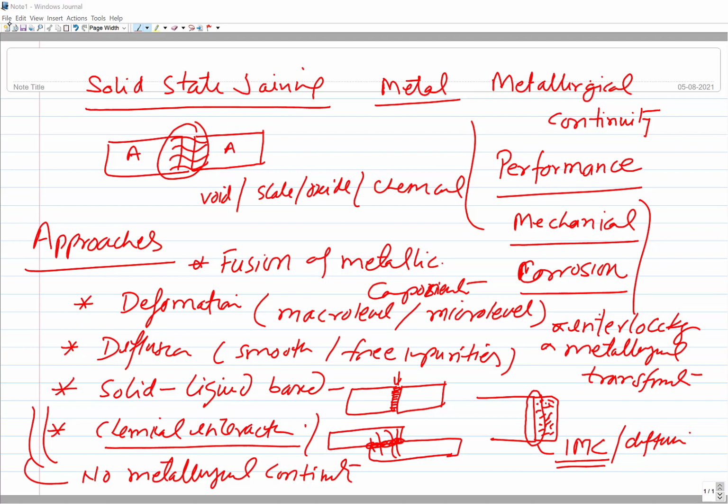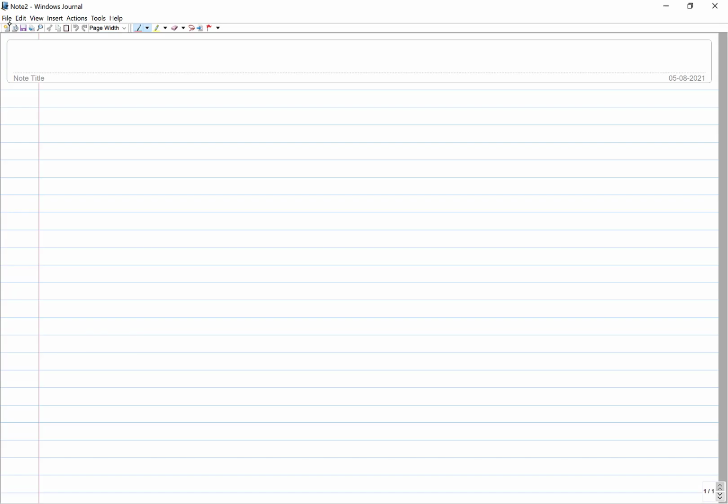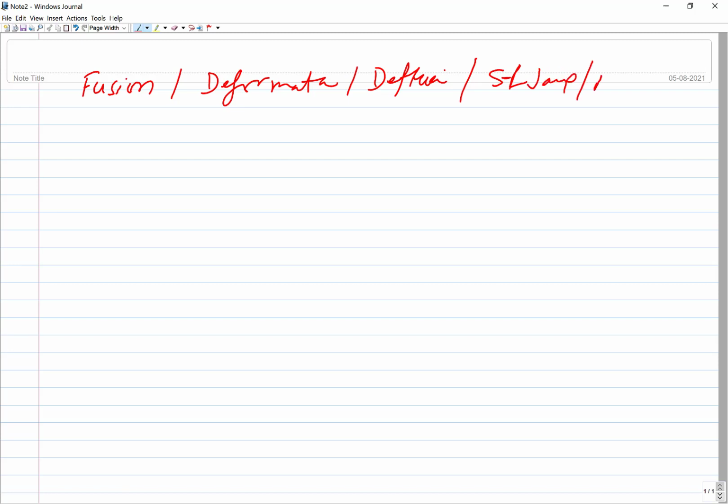Okay, so if you go further with the way by which these are working and the kind of joints which are developed, whether you use fusion, or you use deformation, or you use diffusion, and then what I said, solid-liquid joining process, and lastly there was a chemical interaction based process.